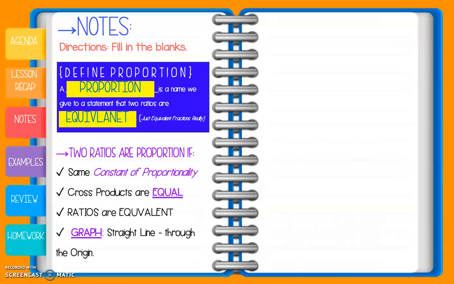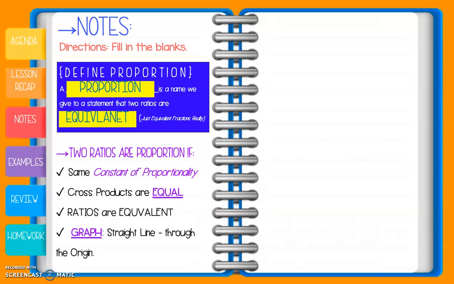We're going to talk more this week, but we said that two ratios are proportional if they have the same constant of proportionality, and I'll show you how to test for that, if their cross products are equal, if their ratios are equivalent, and if when we graph them, they form a straight line that goes through the origin.